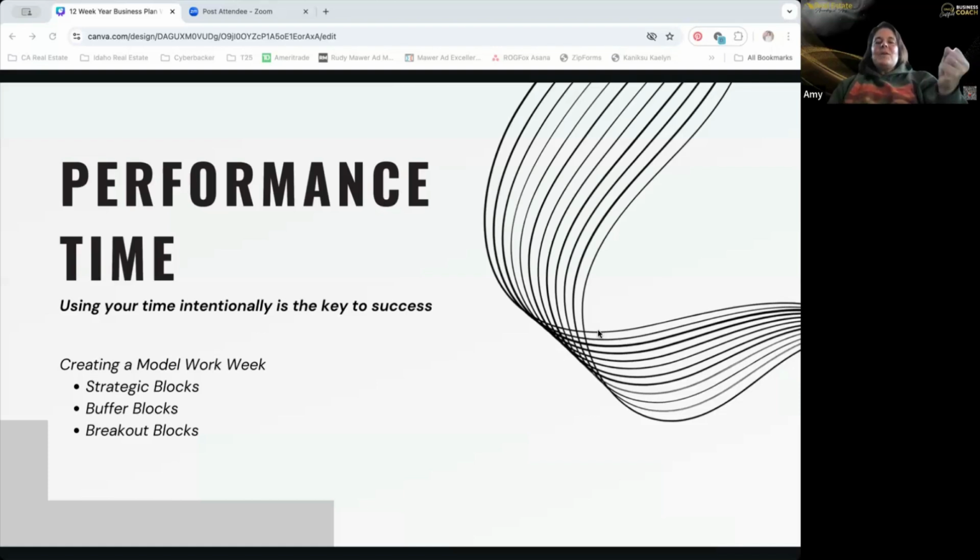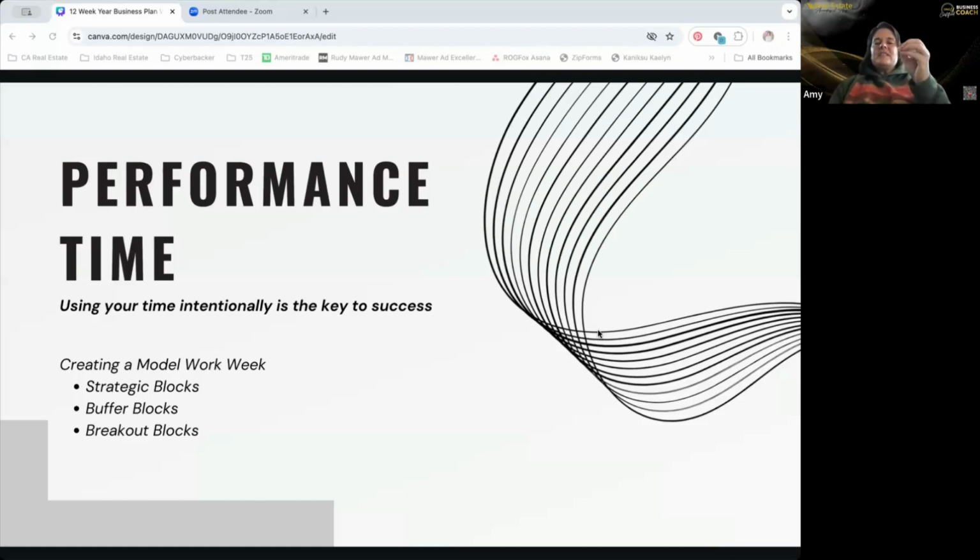So what we want to do first is create a model work week using what we call performance time. Again, we're not putting this on our actual calendars. We're just going to draw out what our model work week would look like so that we have that to work from when we put together our week. We're going to introduce 3 new time blocks to your calendar. They're called strategic, buffer, and breakout.